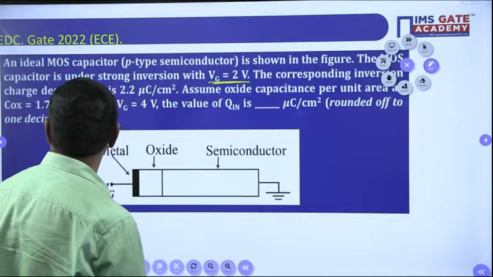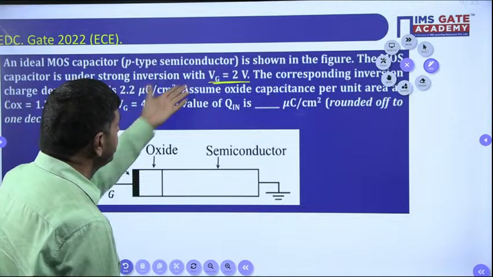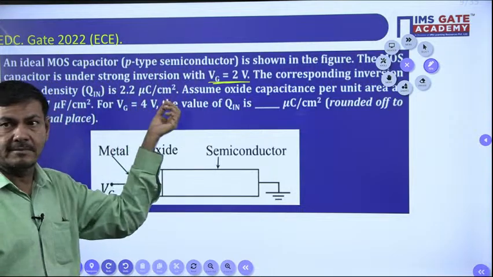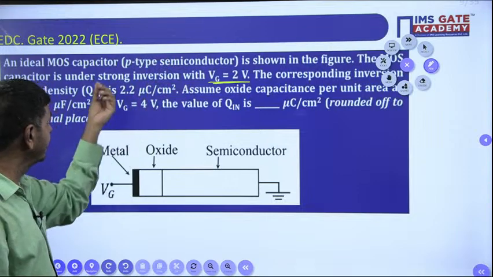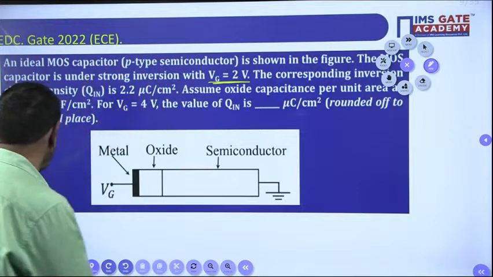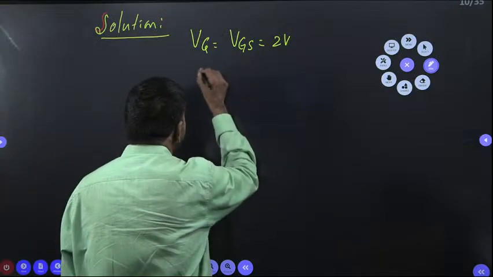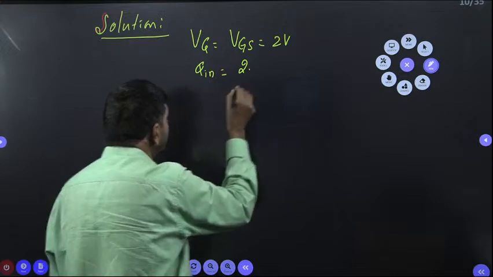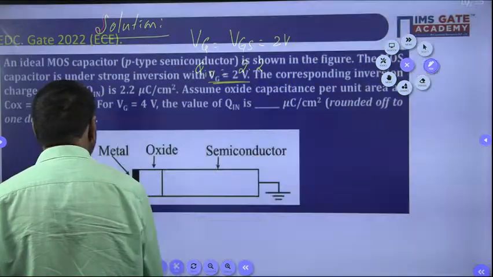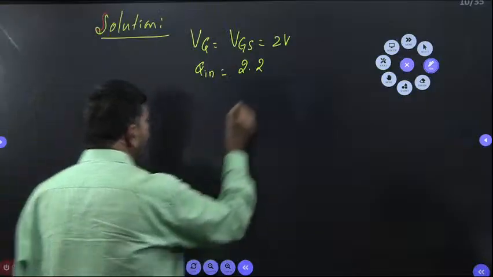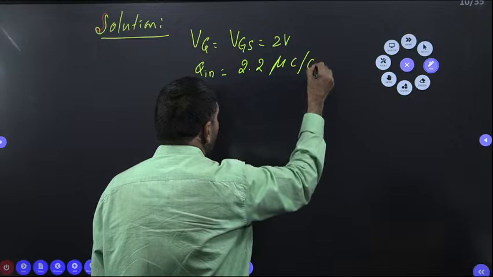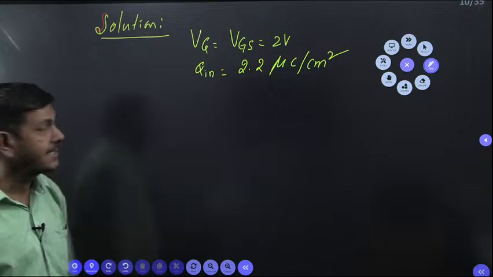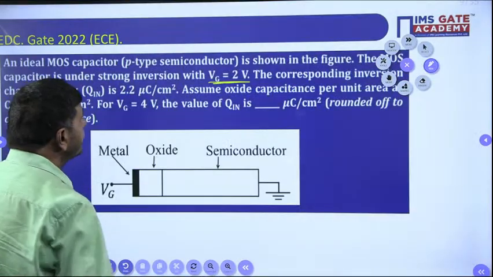The corresponding inversion charge density. That means at this particular gate voltage, what charge density is possible? For this MOS capacitor, the charge density is 2.2 microcoulombs. Q inversion is 2.2 microcoulombs per cm square. That much charge density is possible at that particular voltage. Understand my point now. And still what is given in the problem?